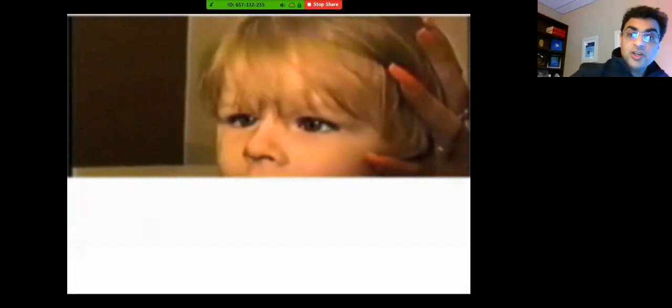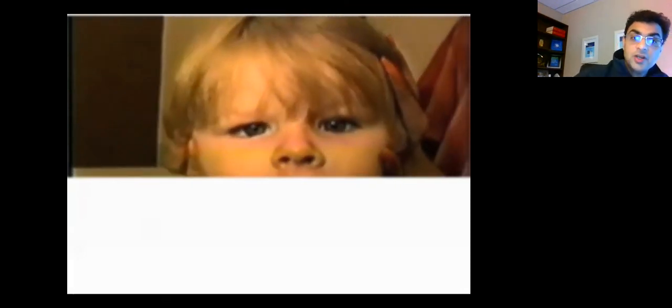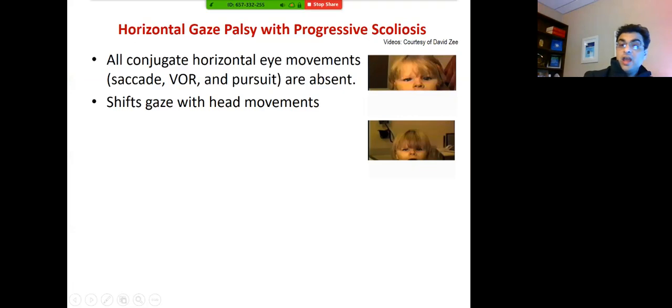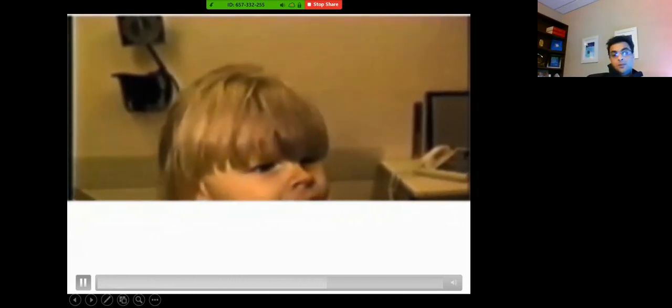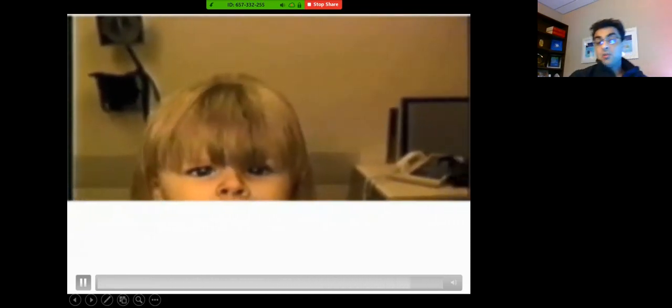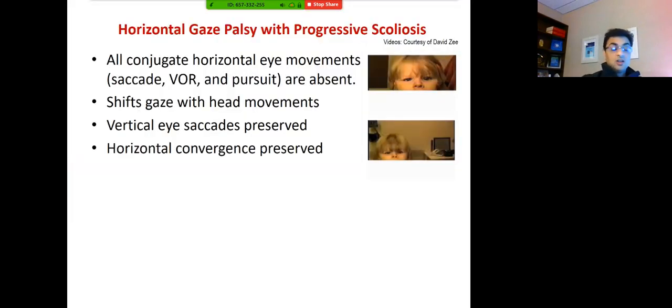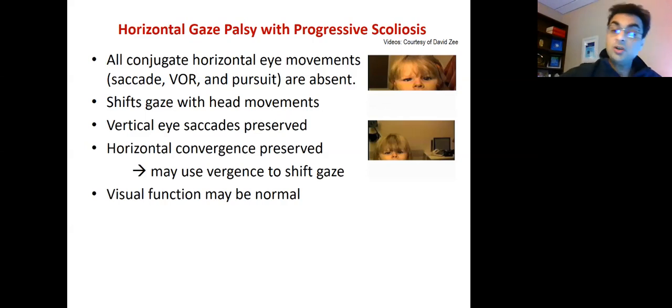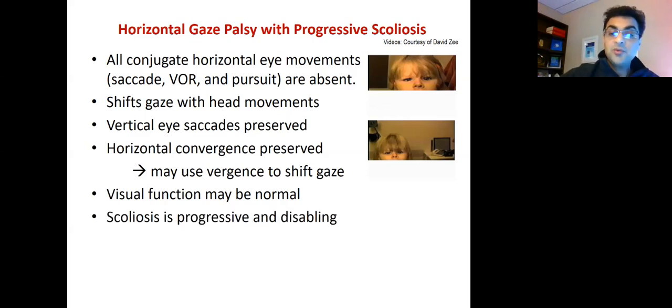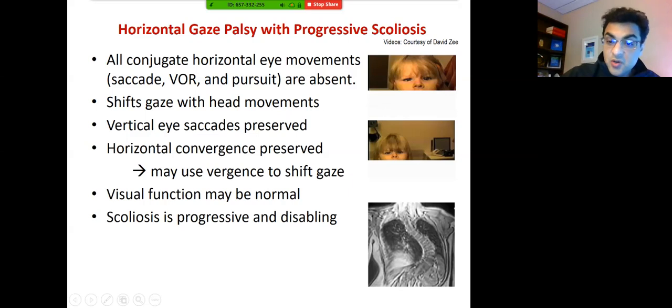So she could not make horizontal saccades at all. She could not have a VOR or pursuit. She actually shifted her gaze to make a saccade. She had normal vertical saccades. She had horizontal convergence that was also normal. She actually sometimes used vergence to shift the gaze, which was a very interesting thing her brain had learned. Her visual function was also normal, and she had progressive scoliosis, as you can see over here.